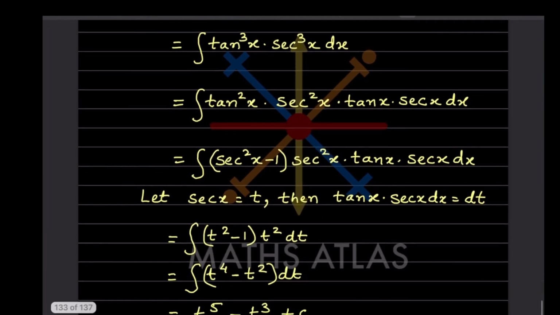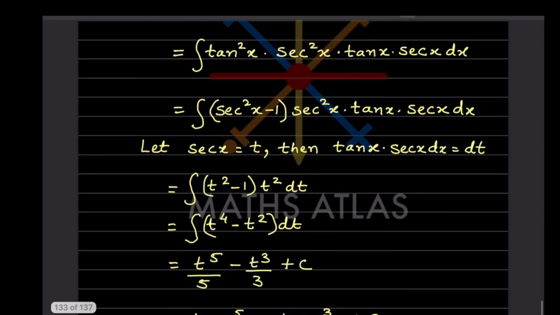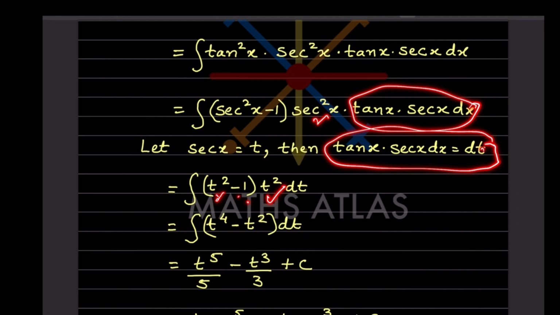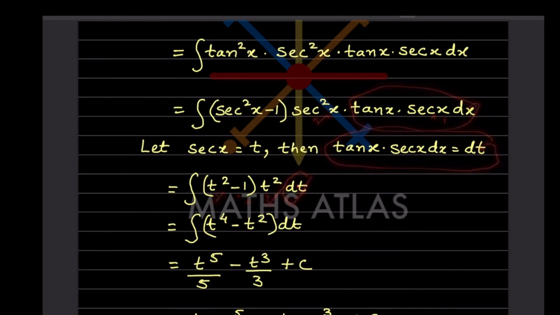Now let us consider this sec x as t. So tan x sec x dx will be dt when we take the derivative. In place of this, sec square x will be t square minus 1, and this will be t square, and dt. So we can expand this: that will be t raised to 4 minus t square, dt.